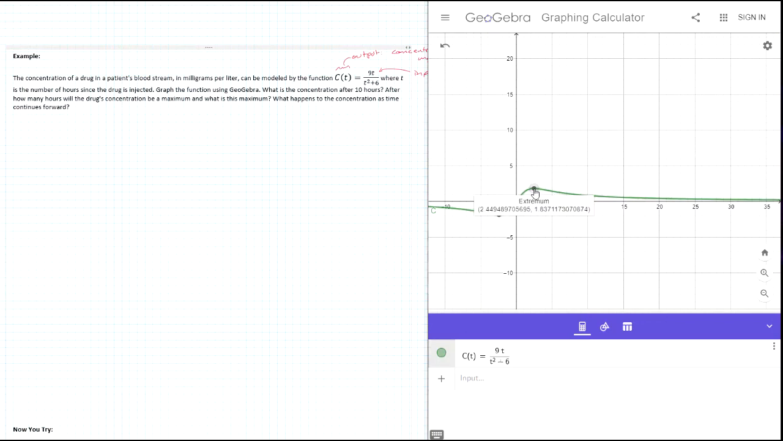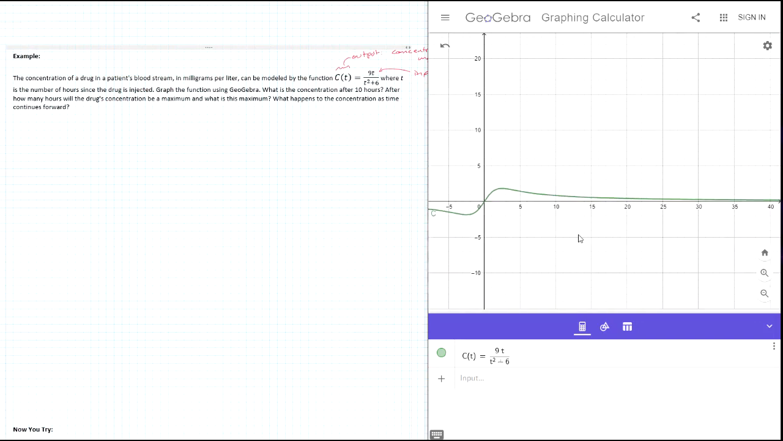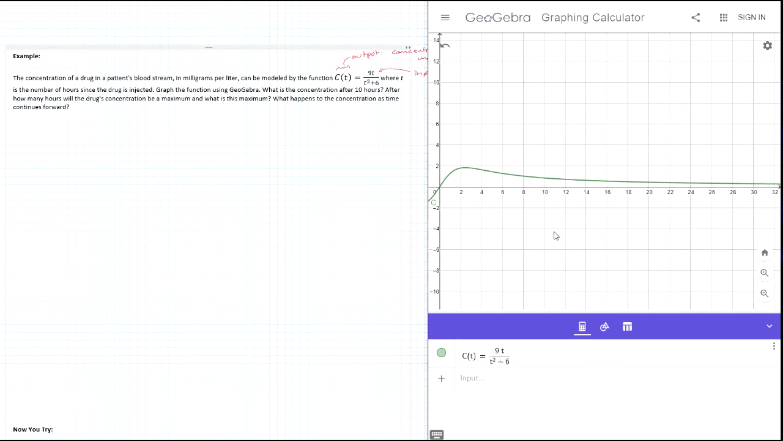And so we see that concentration is peaking right in there. At time 0, there's nothing in the blood, and then it goes up, and then it peaks right here, and then that concentration tapers off and gets closer and closer to 0. So we could think of this as the concentration of a drug in a patient's bloodstream.